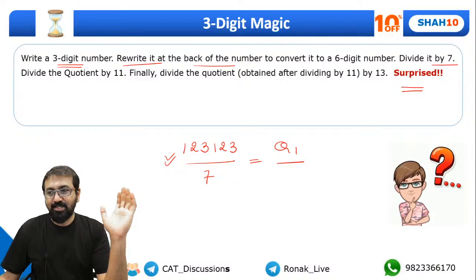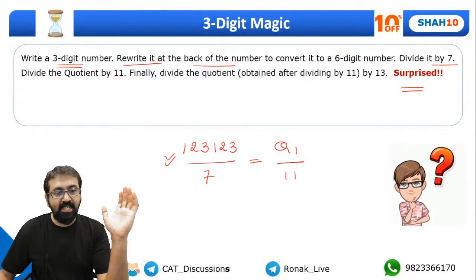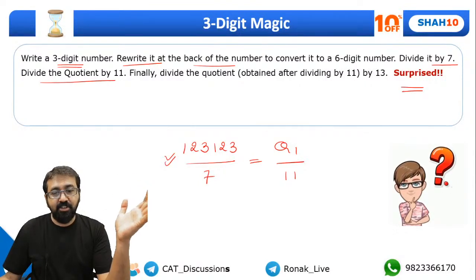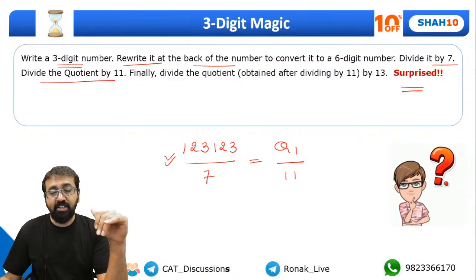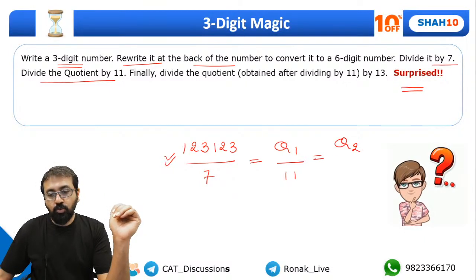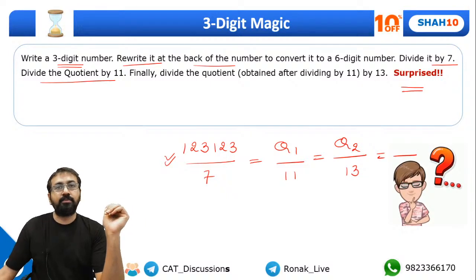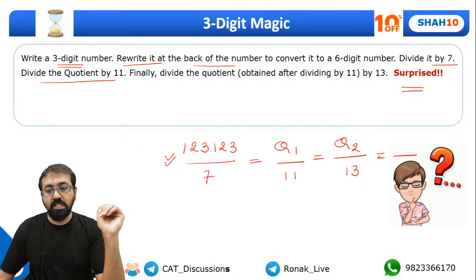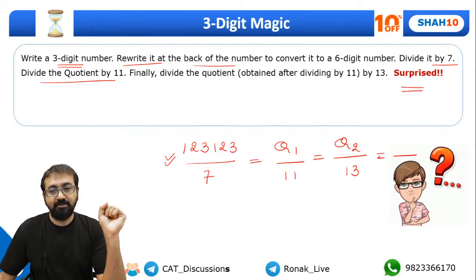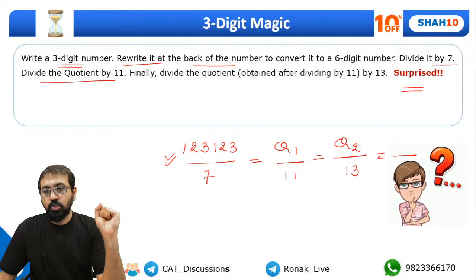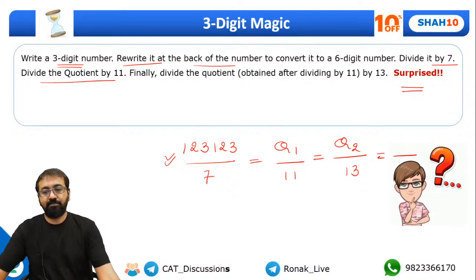Now you must have got a quotient. So divide this quotient by 11. After dividing by 7, whatever quotient you obtain, divide by 11, and again it will be perfectly divisible. Then whatever quotient you obtain, divide that quotient by 13 and see what you get over here. You'll be surprised to see the result. So what number have you obtained?